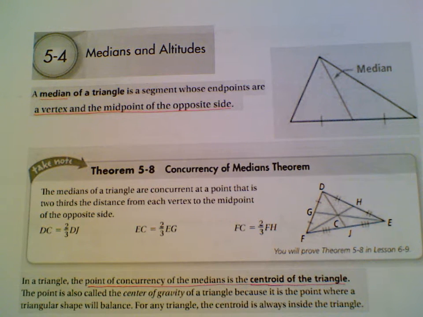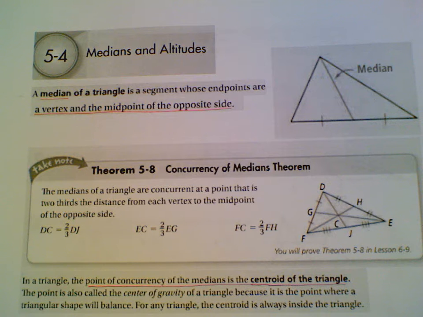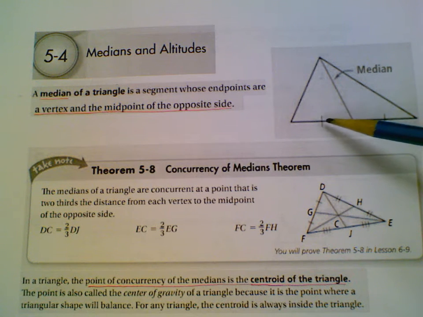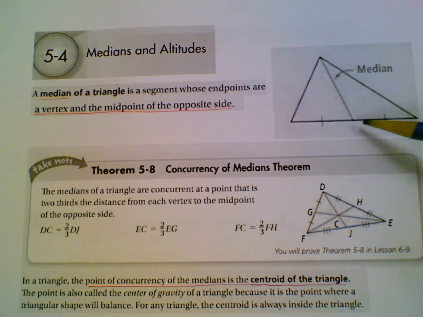Section 5.4 deals with medians and altitudes, so more vocabulary identifying certain lines within a triangle. A median of a triangle is a segment whose endpoints start at a vertex and go to the midpoint of the opposite side. So you'll identify the midpoint when you see these tick marks to show that this is the halfway point of the opposite side.